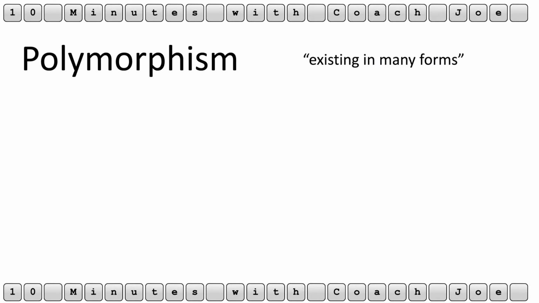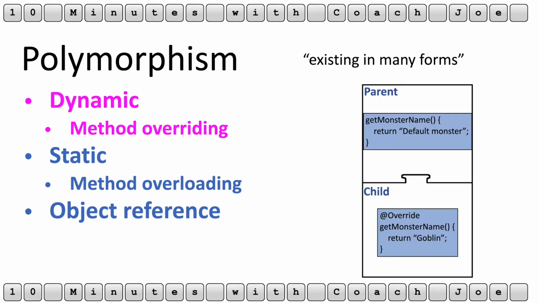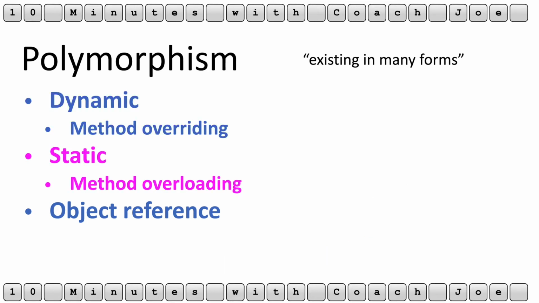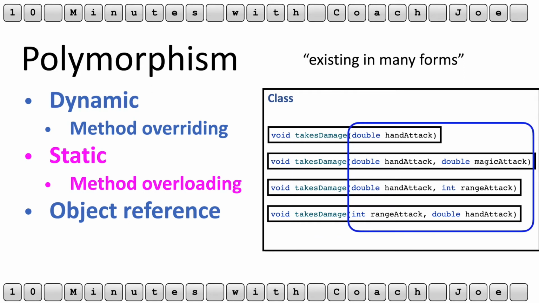Polymorphism means existing in many forms. Specifically, classes and methods can exist in many forms. Let's review the three different types of polymorphism: dynamic, static, and object reference. Dynamic polymorphism is achieved with method overriding. In a parent-child relationship, a child can override a parent method. Other classes that call the method will get the result from the child, not the parent. Static polymorphism is achieved with method overloading. Inside a class, two or more methods can have the same name as long as the method signature is different.